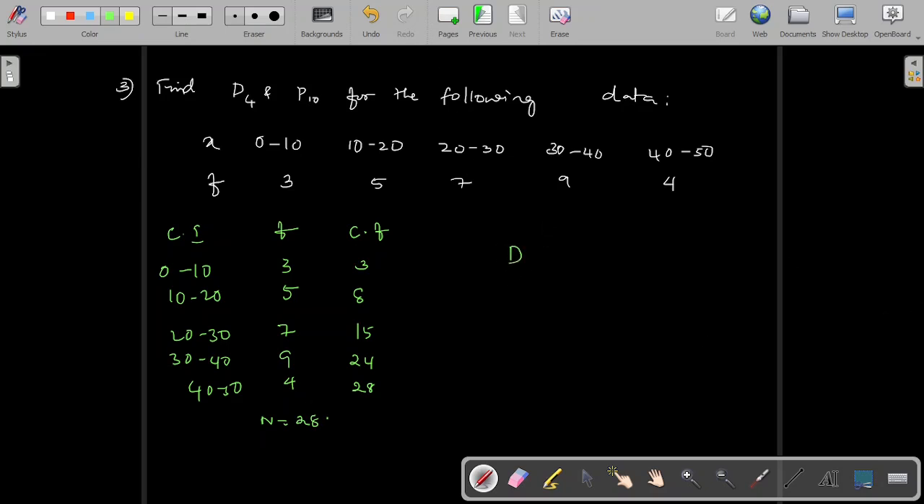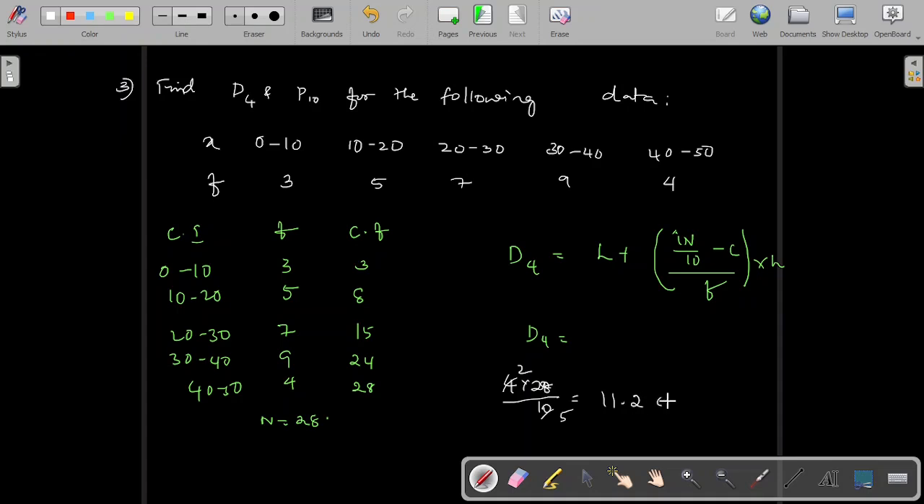Now I need D4, therefore the formula is L plus (4n by 10 minus C) divided by f into h. So for D4, first we need the fourth decile class. That is 4 into 28 divided by 10, which is equal to 28 into 2 by 5, that gives you 11.2 cumulative frequency. The value corresponding to the cumulative frequency 11.2 comes within 8 to 15, that is here. So this is your fourth decile class.